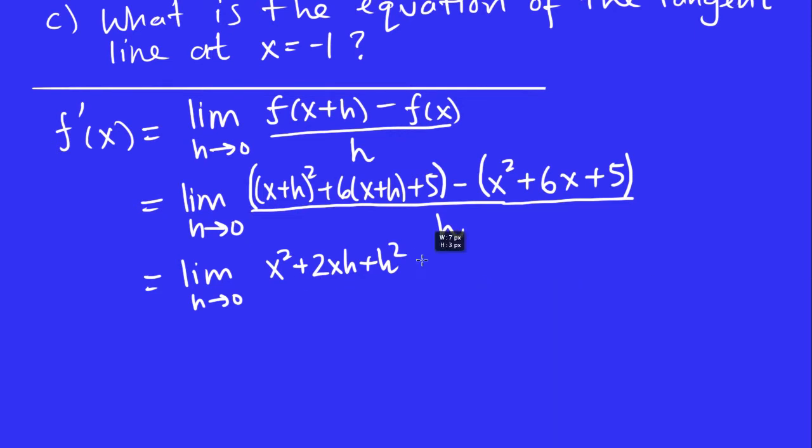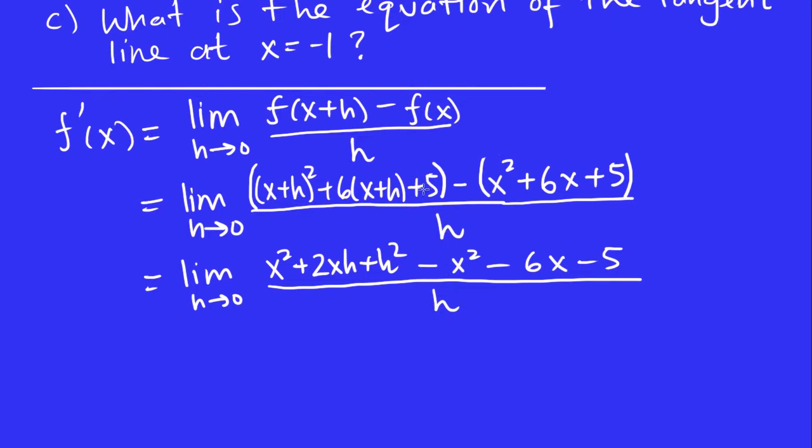All right, now the reason I was emphasizing the importance of these brackets before is this minus sign affects every single term inside those brackets. So when I get rid of those brackets, it's going to be minus x squared minus 6x minus 5, right? If I had forgotten those brackets, I would have written minus x squared plus 6x plus 5, and that would not have been good. All over h.